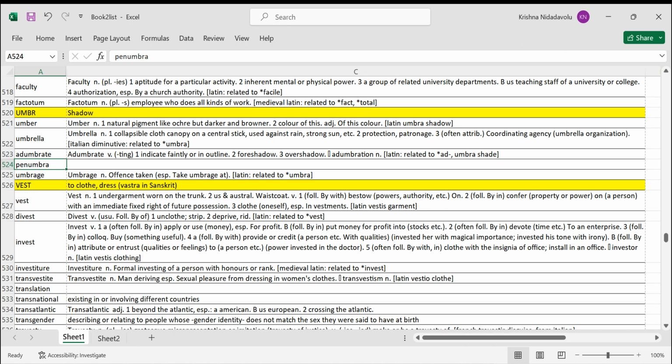That is penumbra. So both are related to shadows. One is full dark shadow, one is a little on the periphery, lighter shadow. So penumbra is how it has come to be used to describe any gray area where things aren't all black and white. The right to privacy falls under the penumbra of the Constitution.